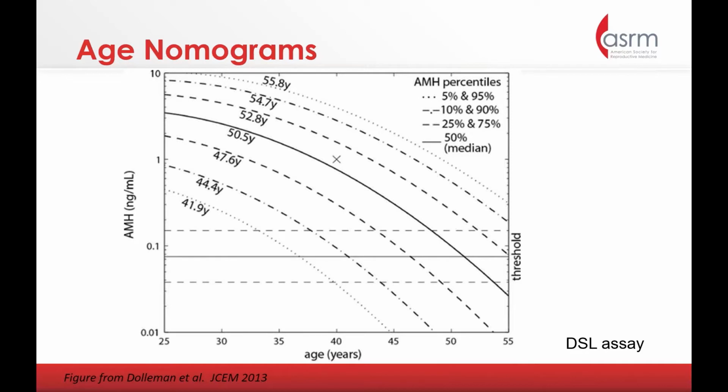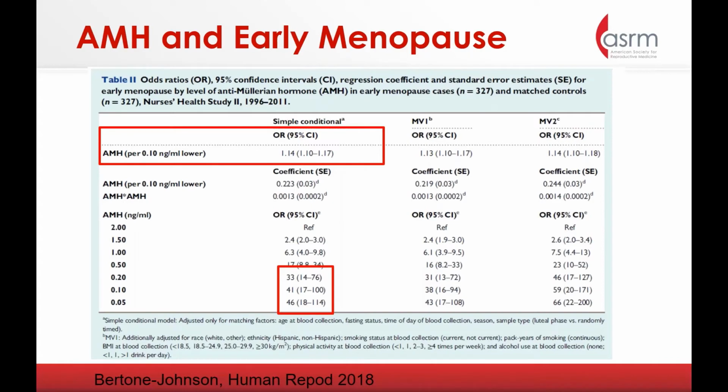have less. However, it is important to know once again which assay you are using, and it's best to select a nomogram which is based on the same assay that you are using in your clinic. Given that AMH does correlate with the size of the primordial follicle pool, it is not surprising that AMH values are associated with the probability of experiencing early menopause.